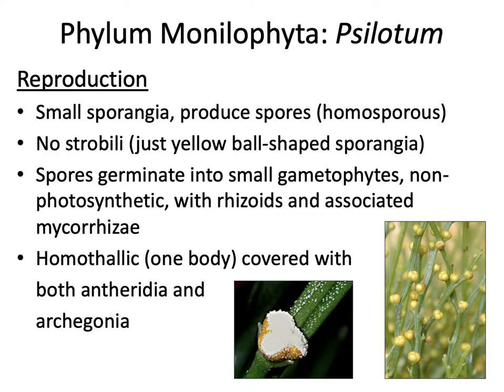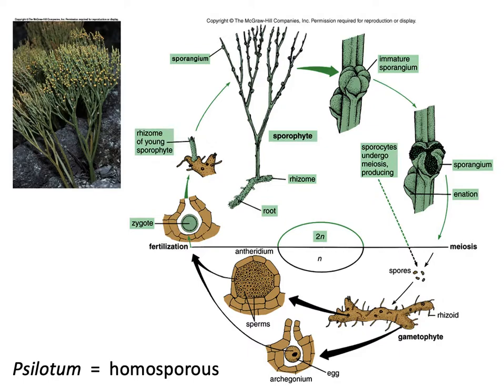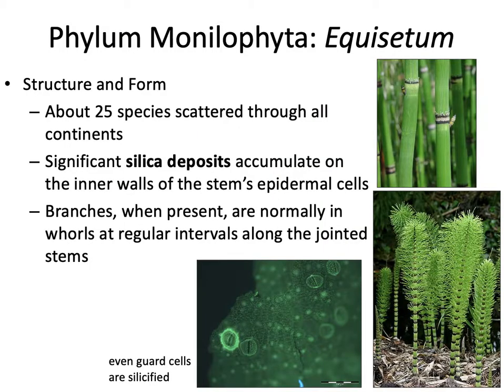The spores germinate into small gametophytes, which are non-photosynthetic and have rhizoids and are associated with fungal mycorrhizae. The Psilotum that we learn about are all homosporous, and that gametophyte is covered with both antheridia and archegonia. Here's the overall life cycle that shows us how Psilotum is homosporous because it produces a bisexual gametophyte.